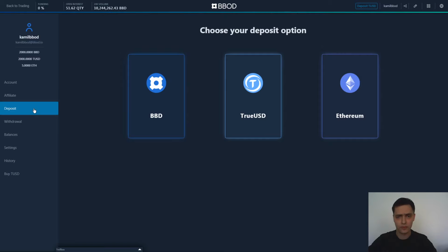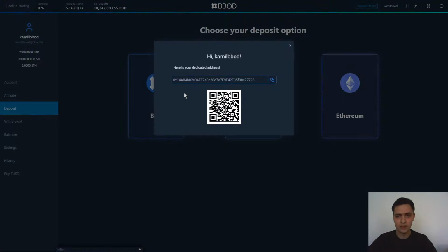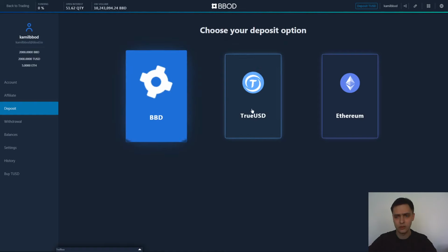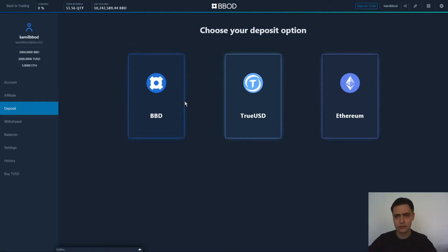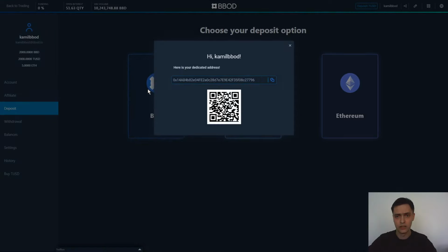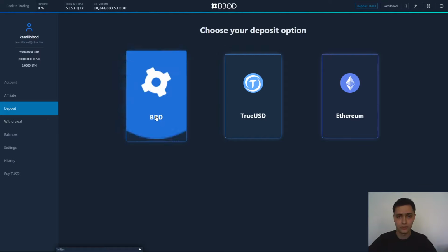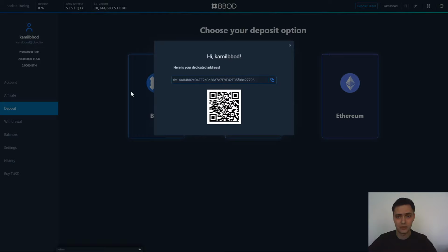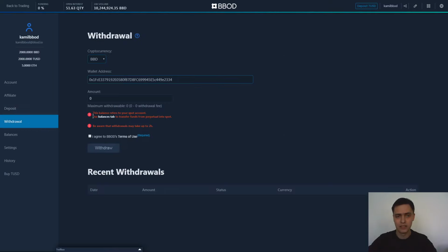So moving on, deposit. As I said, we have three ways of deposits: BBD tokens, True Dollar tokens, and Ethereum. All of these are ERC20, so there is one account you can send this over. And please note, these are specifically made for you, so do not send anything to this address.